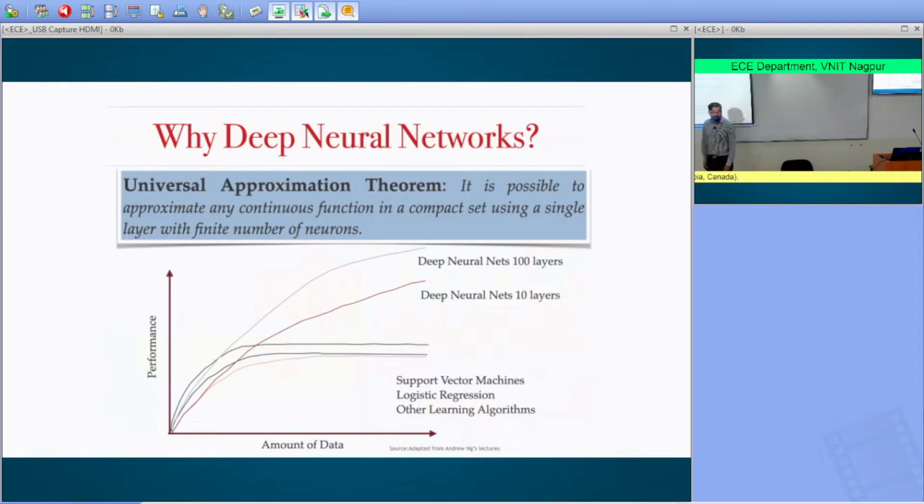Yeah, it may not perform well, because neural networks have lots of parameters, and when you don't have enough data, they may not give you as good a performance as other methods with less structural flexibility or fewer parameters.